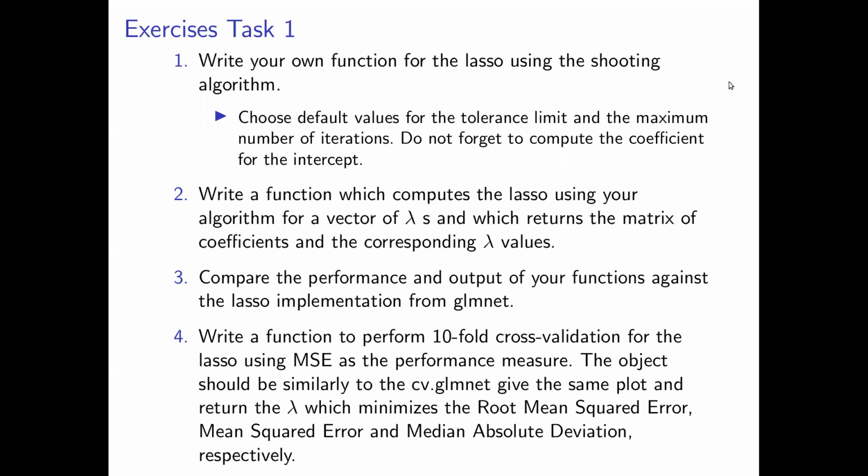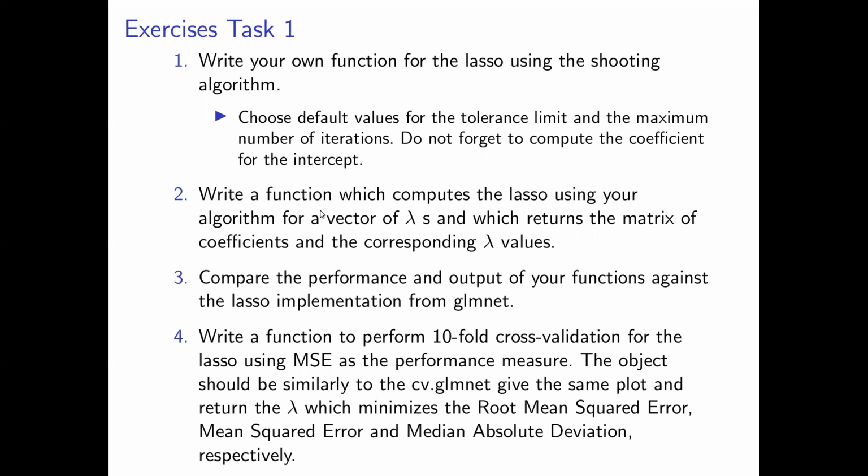To briefly summarize your exercises, you will write your own lasso function by implementing the shooting algorithm as you've seen it written above. For this, you will choose your own tolerance limit epsilon and your own maximum number of iterations. Choose them reasonably enough in order to have a good enough fit, but to not overload your machine for hours on end. Please be aware that the intercept coefficient is not among the values which we are shrinking.